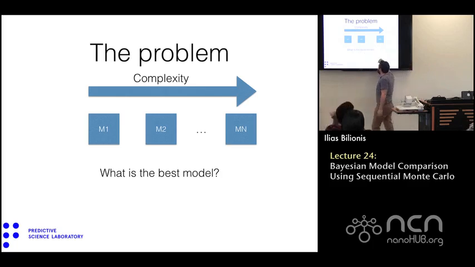And the problem is as follows. You have different models, model 1, 2, 3, up to n. And as the number of the model increases, the complexity of the model increases. So you start here with very simple models going up to very complex models, and you have some data, and the decision you have to make is what is the best model. So that's the model selection problem.